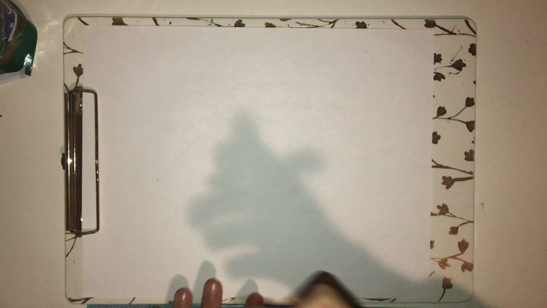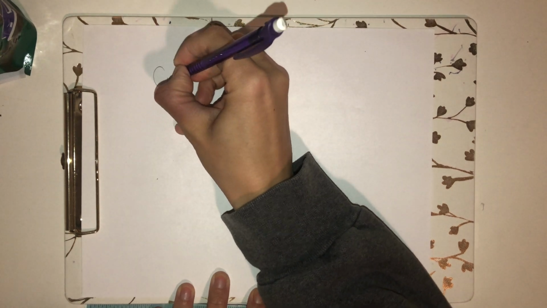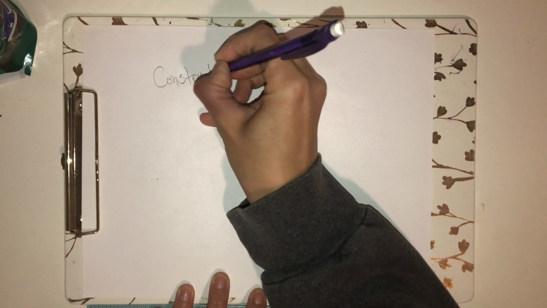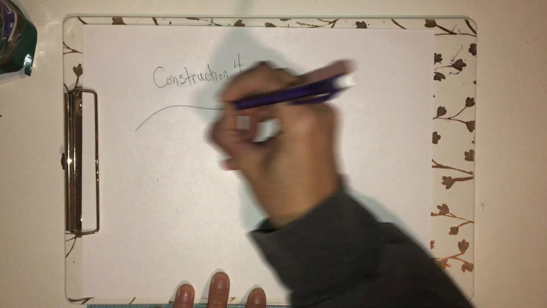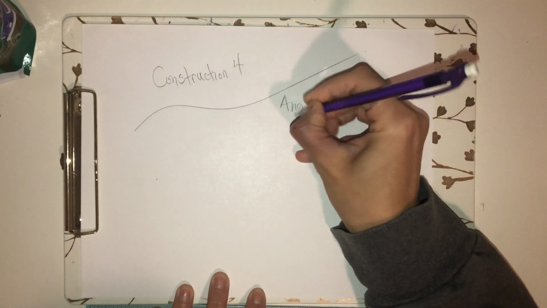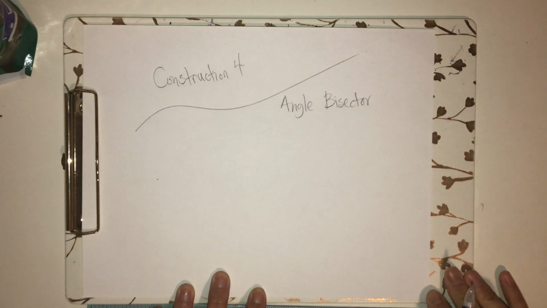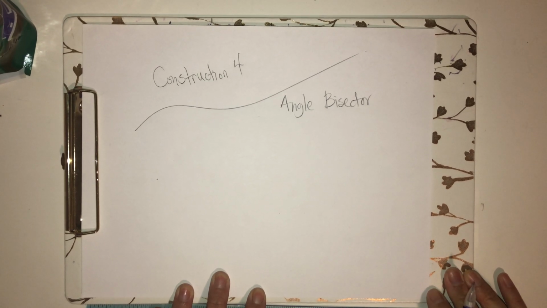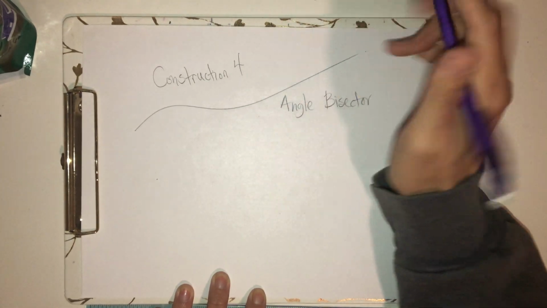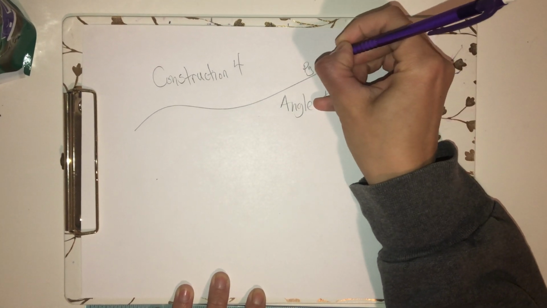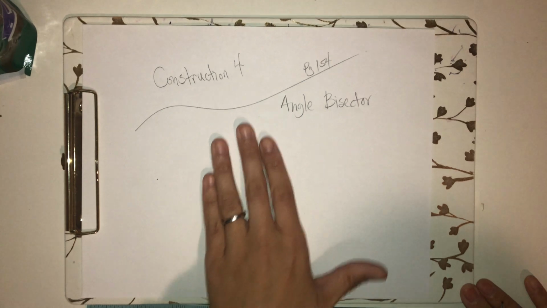So I'm going to switch gears over with a new page to show you how to create, for a particular angle, an angle bisector. Okay, so here's the next construction. It's called construction 4. And it's an angle bisector. Okay, and it's still on page 154. It's just directly underneath the construction 3 process.